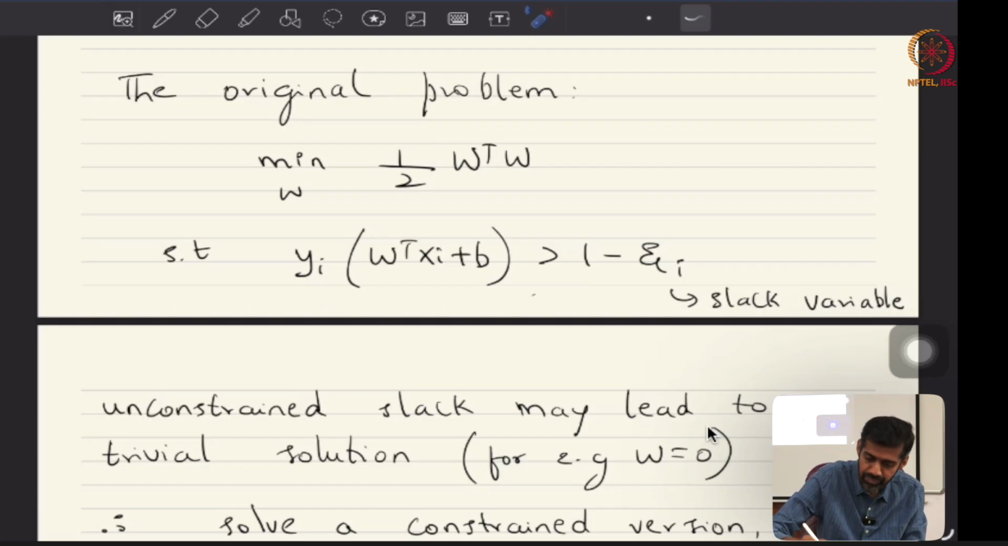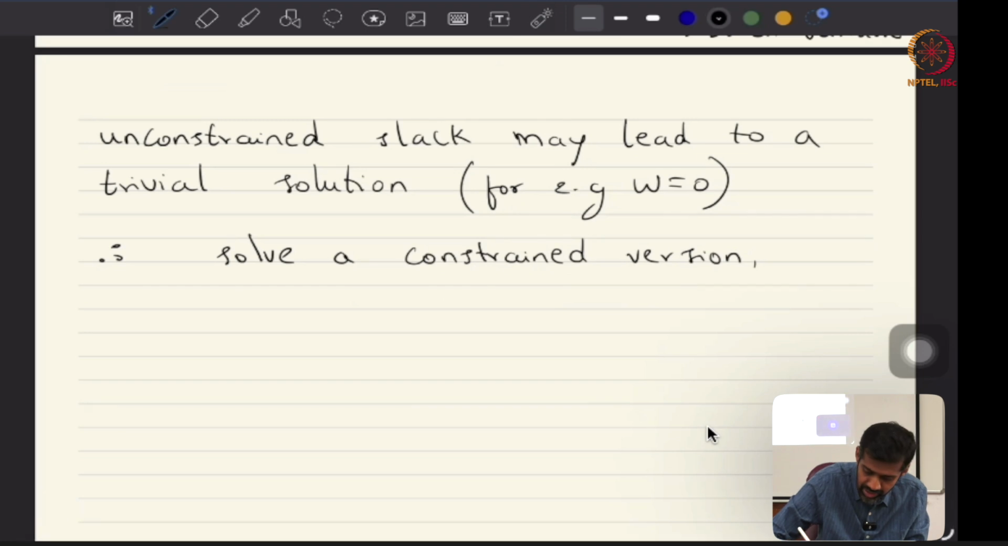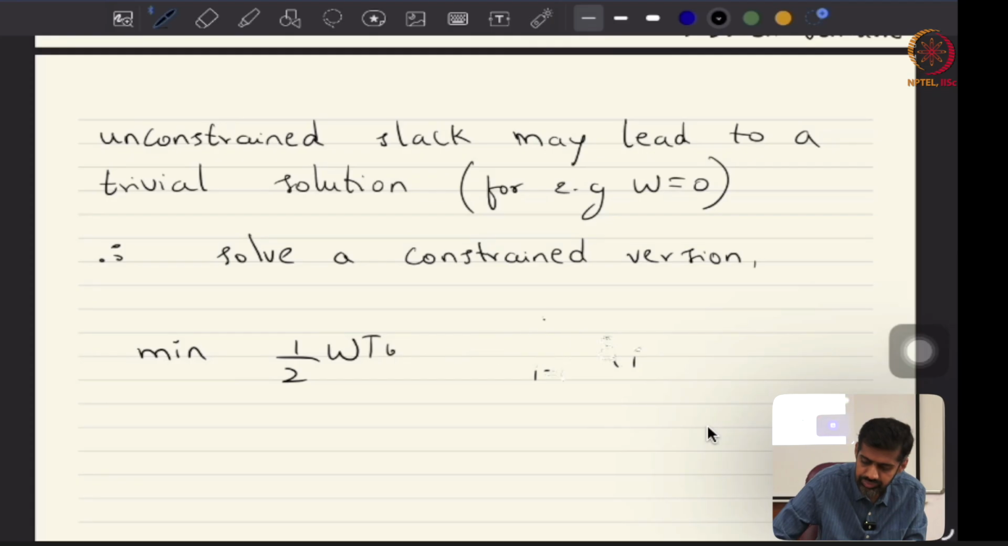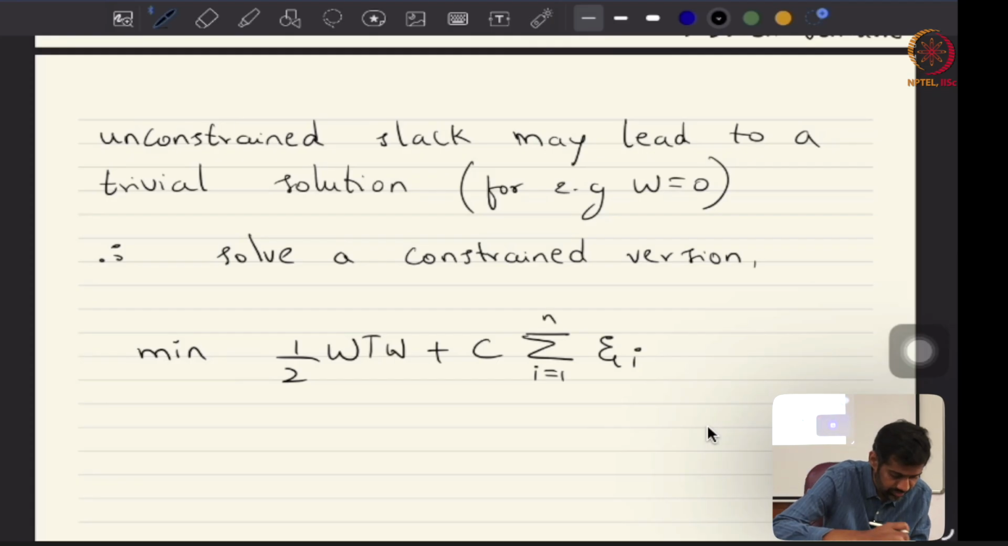So how do we do that? We will do it this way. You minimize W transpose W plus some C times the sum of slacks, and we want this to be minimized. So we are minimizing W transpose W, which is maximizing the margin. We want to find this discriminant function in such a way that the sum of slacks is minimized.